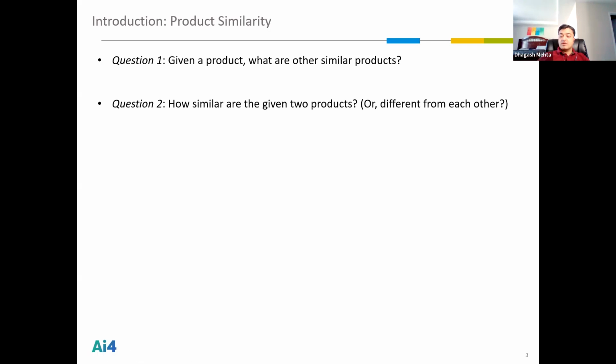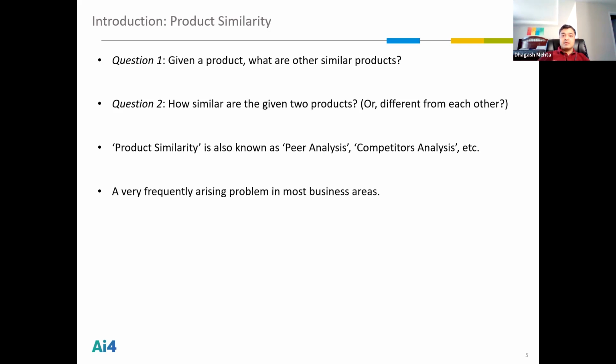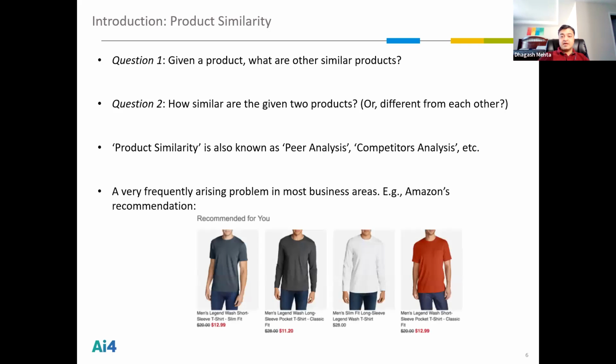If you have two products given to you, can you come up with some quantitative measure of similarity? How similar these two products are, or how different they are. Product similarity is known by different names in different businesses, such as peer analysis, competitor analysis, and so on. Sometimes you just know it by the same name, product similarity. It's a very frequently arising problem in most business areas, not just the finance industry.